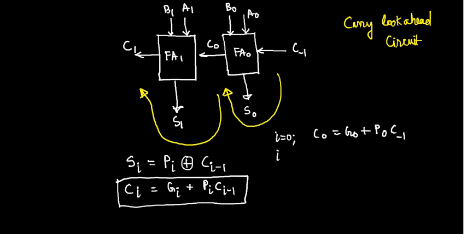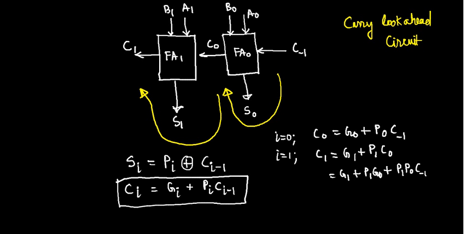Similarly, for i equal to 1, we take C1 = G1 + P1 times C0. So I can write it as G1 plus P1 times G0, plus P1 P0 times C minus 1. Can you see what is happening here? I have not predicted, I have accurately calculated this carry way ahead of the calculation of the lowest bit, okay?